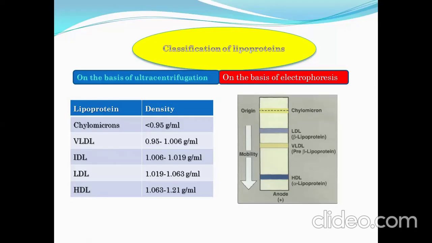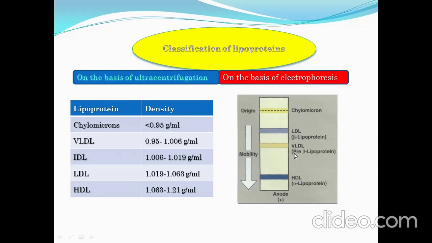Based on electrophoresis, molecules get separated from the point of origin. When you apply the current, molecules move towards opposite directions according to their opposite charge nature. First you get chylomicron, then LDL. LDL is also called beta lipoprotein. Sometimes you will get questions on beta lipoprotein, which means nothing but the LDL, low density lipoprotein.